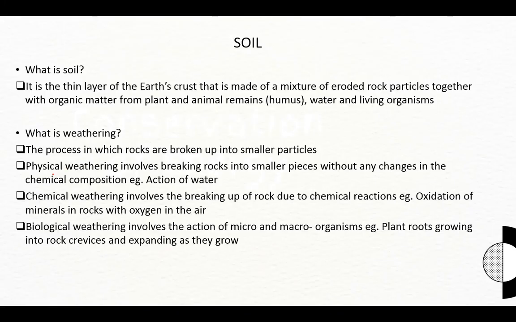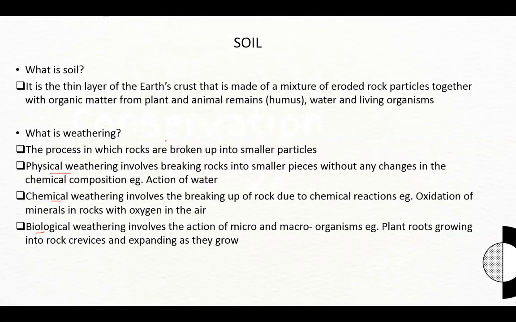So we have three different types of weathering. We have physical, chemical, and biological. Physical weathering involves breaking rocks into smaller pieces without any changes in the chemical composition. So, for example, the action of water. So, the water continuously beating against the rocks will eventually cause it to break and it will chip off into smaller pieces, right? So, that's physical.